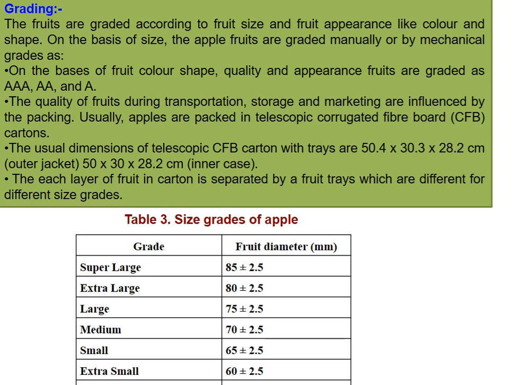The quality of the fruits during transportation, storage, and marketing is influenced by the packing. Usually, apples are packed in telescopic corrugated fiberboard boxes. The usual dimensions of the telescopic CFB cartons with the trays are 50.4 x 30.3 x 28.2 centimeters, outer jacket, and 50 x 30 x 28.2 centimeters, inner case. Each layer of the fruit in the carton is separated by fruit trays, which are different for the different size grades.